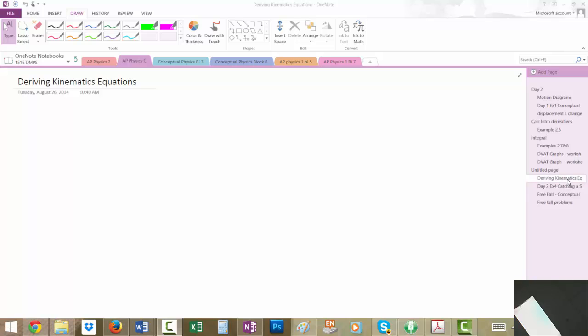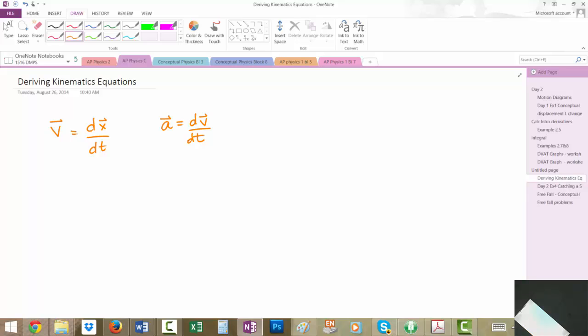So we're talking about one-dimensional motion. This is all one-dimensional motion stuff. We defined a few days ago the idea of velocity, and we said that velocity was change in position over time, right? We can say also that acceleration is the change in velocity over time. So we said those two things.